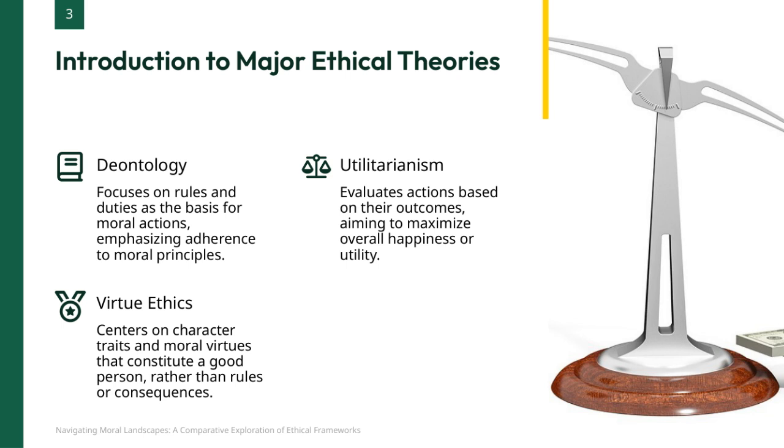The image on the right illustrates the delicate balance we often try to strike between competing values, in this case, nature and wealth, highlighting the complexity of ethical decision-making. Each icon here visually represents the essence of these theories. The book for deontology, symbolizing rules and principles, the balanced scale for utilitarianism, representing weighing outcomes, and the medal for virtue ethics, reflecting the importance of moral character.